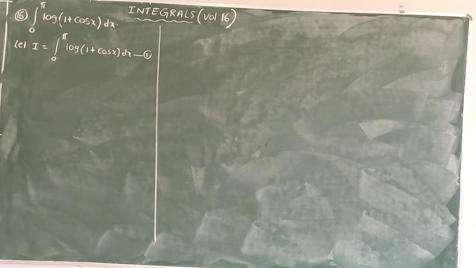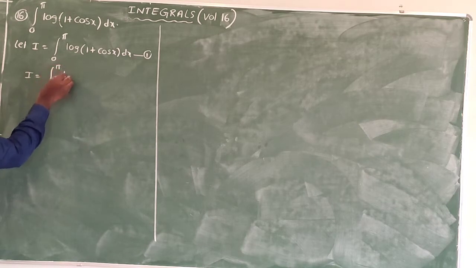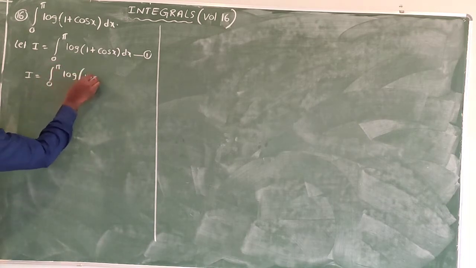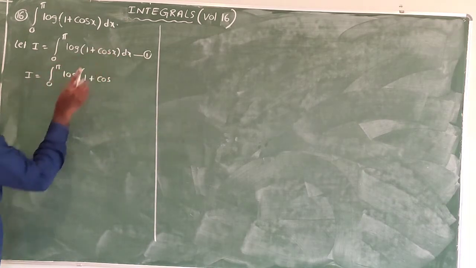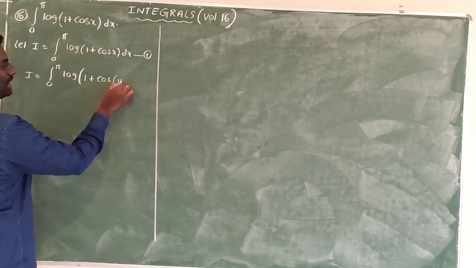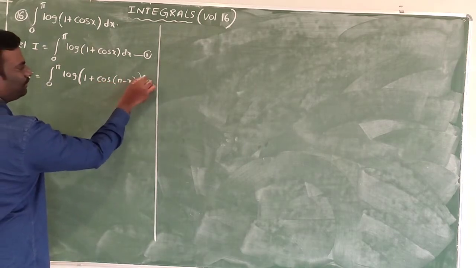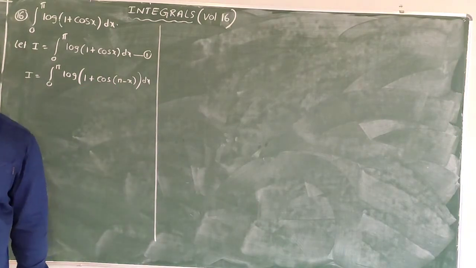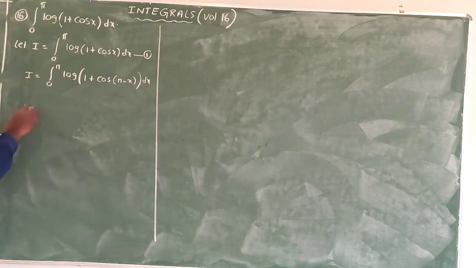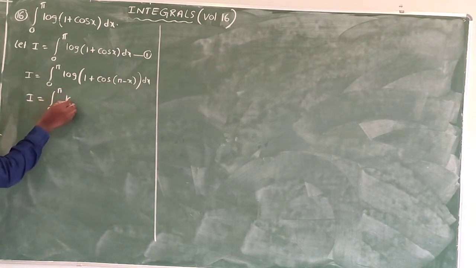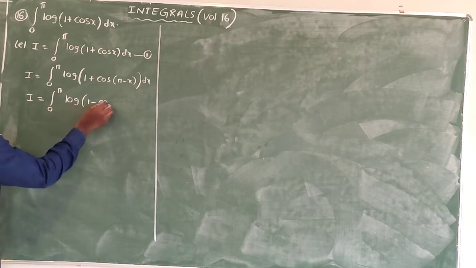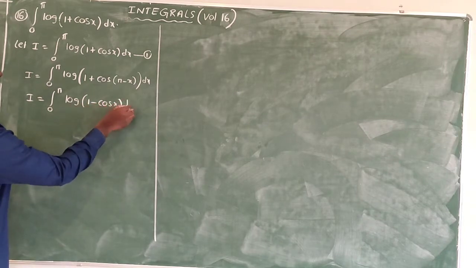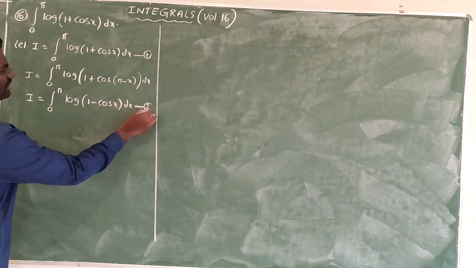You apply the property: I equals the integral from 0 to pi of log(1 plus cos), and in place of x, substitute a minus x. Here a means pi. Pi minus x means second quadrant, and in the second quadrant cos is negative. That's why I equals the integral from 0 to pi of log(1 minus cos x) dx. That is equation 2.